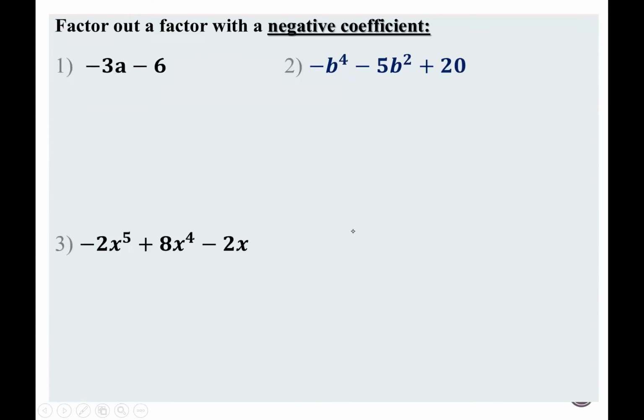What we've been focusing on so far is positive GCFs. We've been looking at the greatest positive common factor. What we're going to see in these 3 problems is polynomials where the leading coefficient, the first term, is negative. So that means we can factor out a negative. We're going to factor out a common factor, GCF, with a negative coefficient. We will do this whenever our leading term or leading coefficient is negative. Otherwise, it's pretty much the same process as what we were doing before.